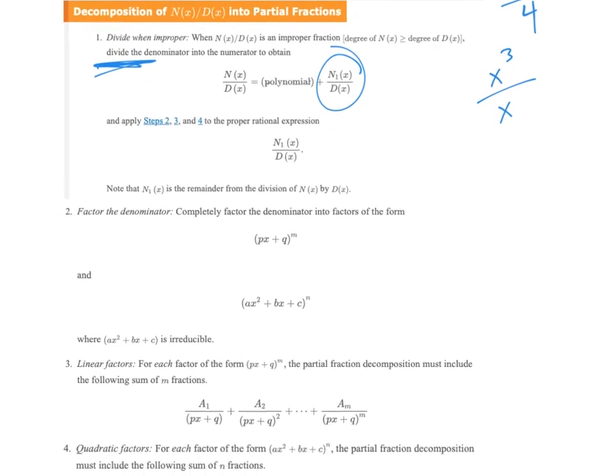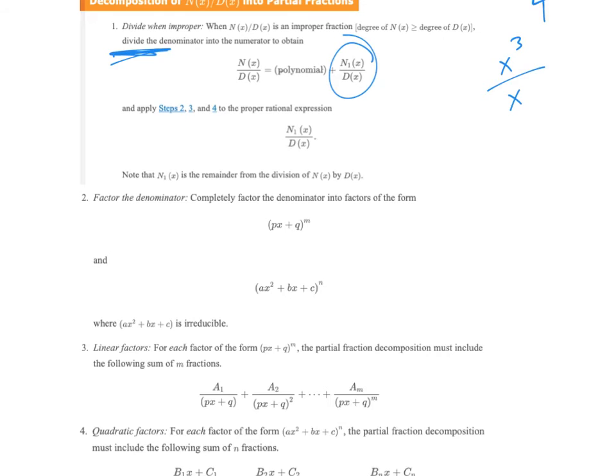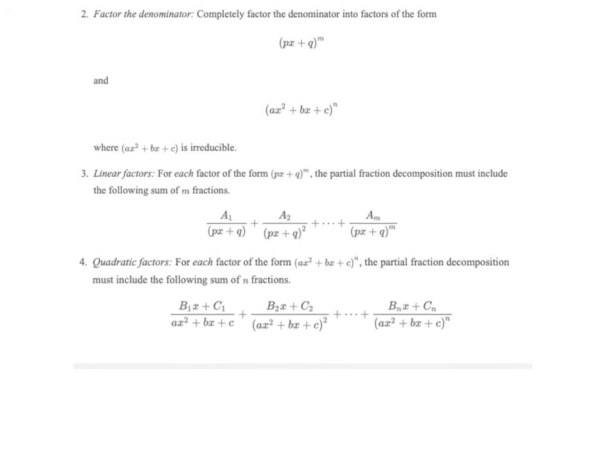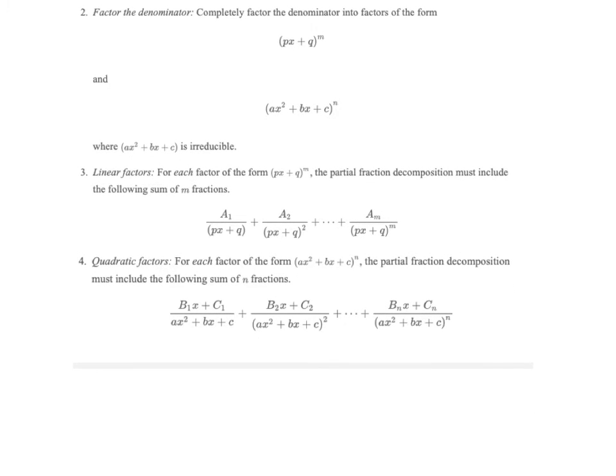If we don't have an improper fraction, that's the dream, we factor the denominator completely, if it's not already been factored. And then step 3, if we have linear factors in the denominator, the numerator is just a single number. So A sub 1 is a number, A sub 2 is a number, A sub m is a number. I need a different letter for each numerator of each different fraction. So normally we'd call this guy A, this guy B, this guy Z, who knows.